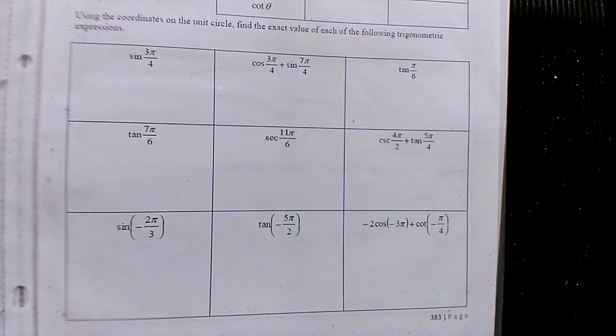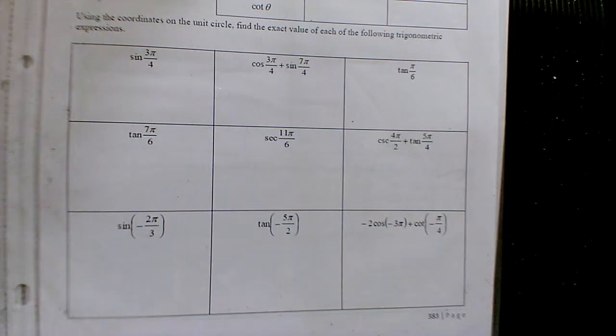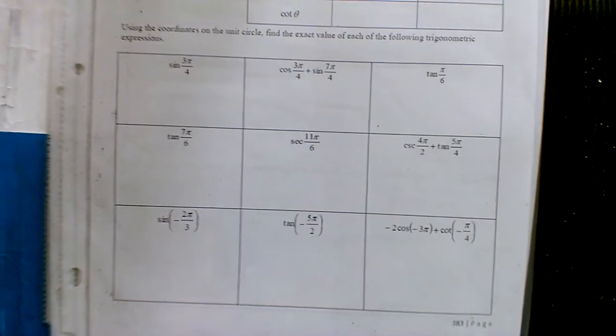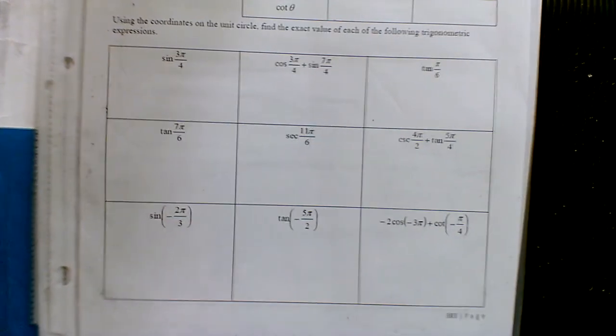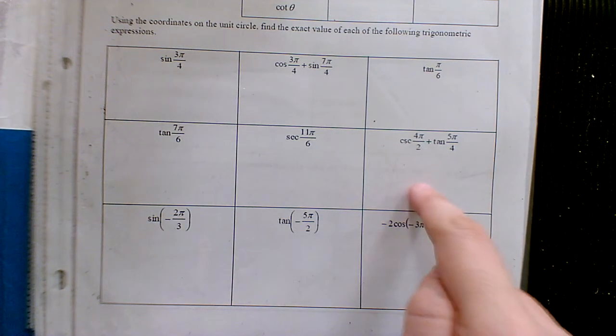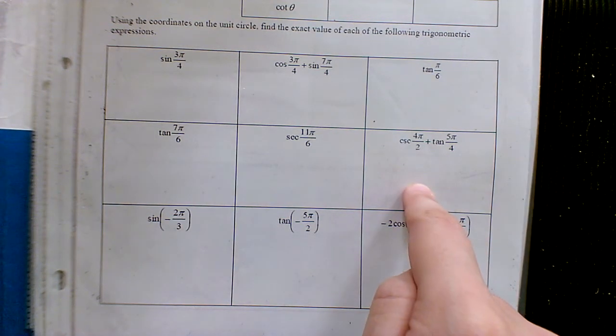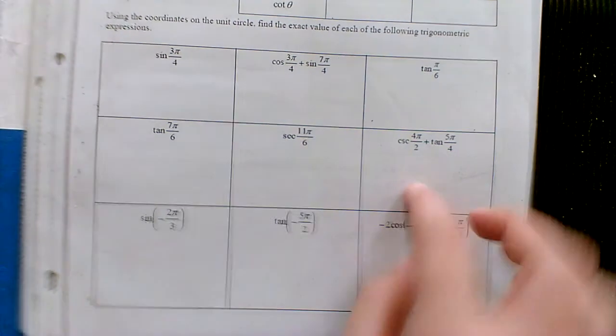So I believe we were in the process of trying to evaluate these trig expressions by using our unit circle to figure out the point or ordered pair we should be using. And are we on this last one in the middle? I'm not sure if we did that one or not. We're on that one? Okay.